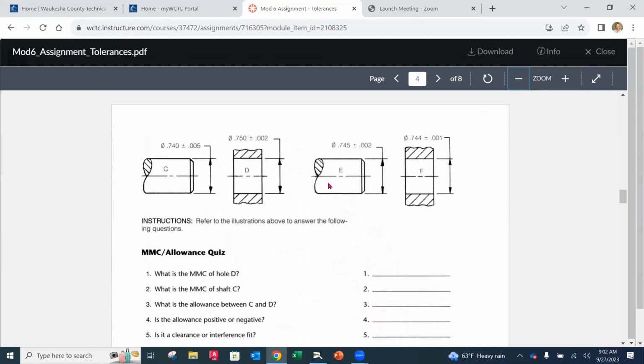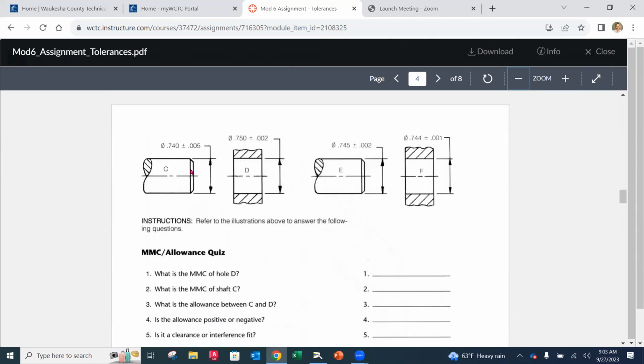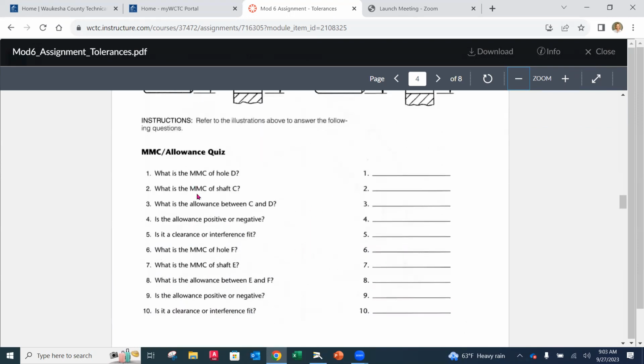So now what you get to do on the following sheet, it's not a quiz. It's just called that on this piece of paper on this handout. It's something that I used in the past, and I still continue to use it. I thought it was a good practice for you. So you'll notice here that you have pin C, hole D, pin E, and hole F. And above you have the sizes with their appropriate tolerances. Now what you're going to do is identify and answer each one of these questions.